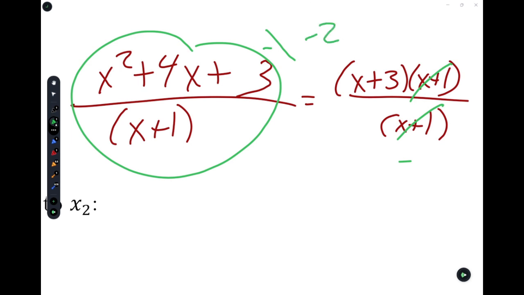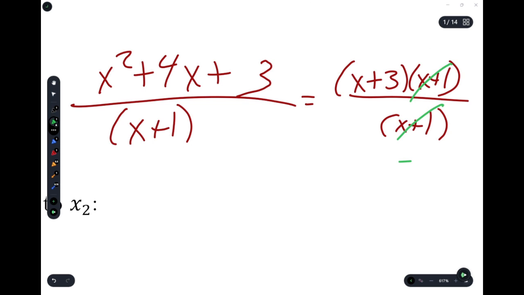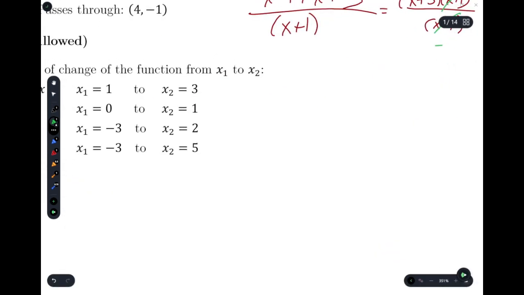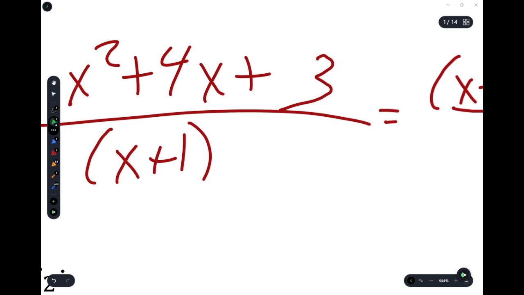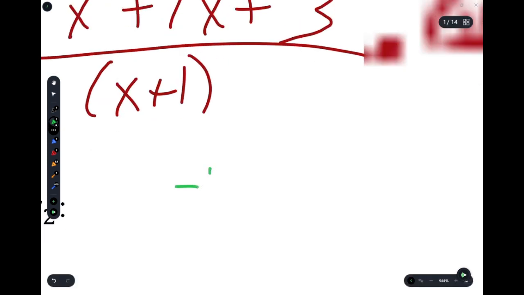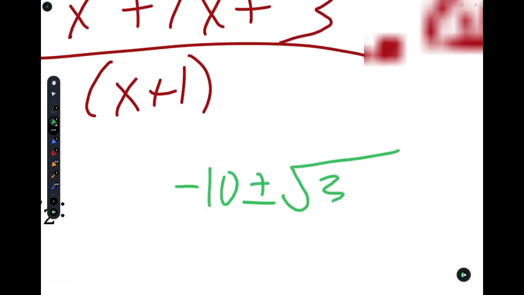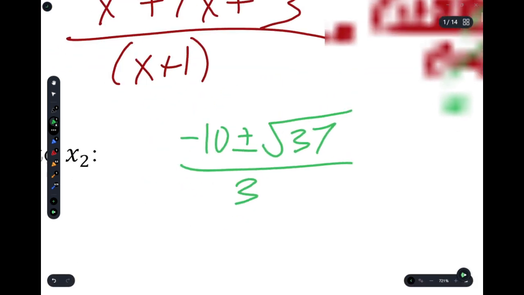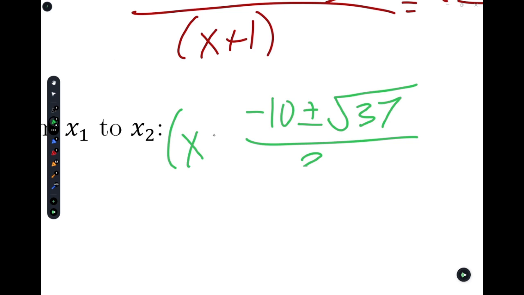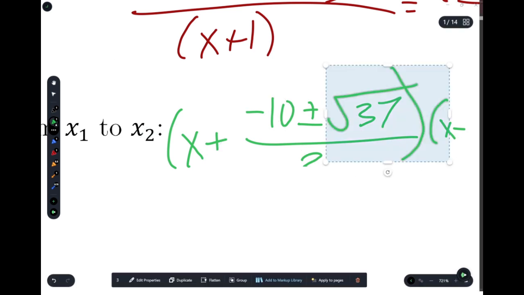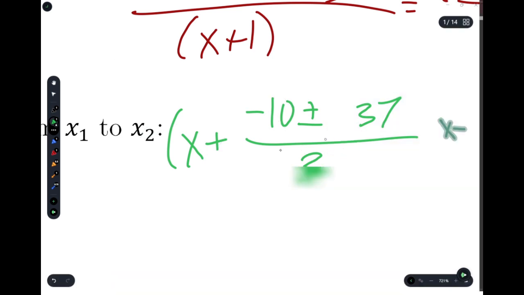Not 10, not the full question, but the purpose of this was to see simplification happening. Whereas in the really long, difficult one, maybe you could have used the quadratic formula and got -10 plus or minus the square root of 37 over 3, and then done x plus that times x minus that. That's a true math statement, but the purpose of the problem is not to get a harder answer.